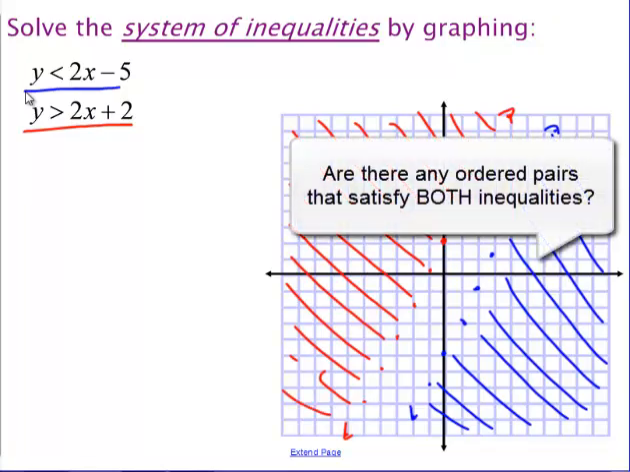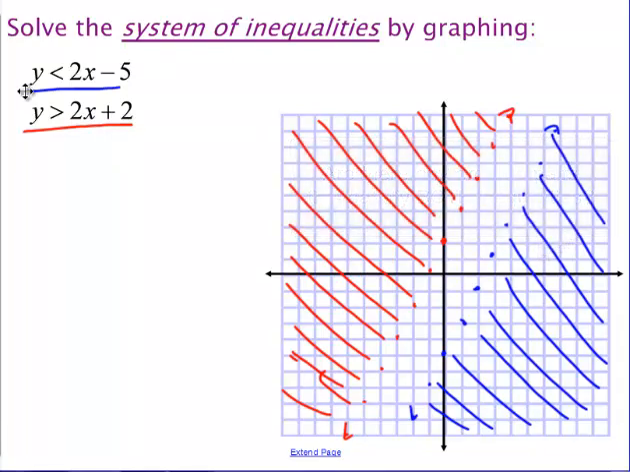So when I look at my graph here, it should become kind of clear. We were looking for ordered pairs that satisfy both inequalities, and there is not a set of ordered pairs that satisfy both inequalities. The red is all shaded above that line. The blue is all shaded below that line. They're parallel. They don't intersect. This means if there's not any ordered pairs that satisfy both, we have no solution, just like we've seen before.